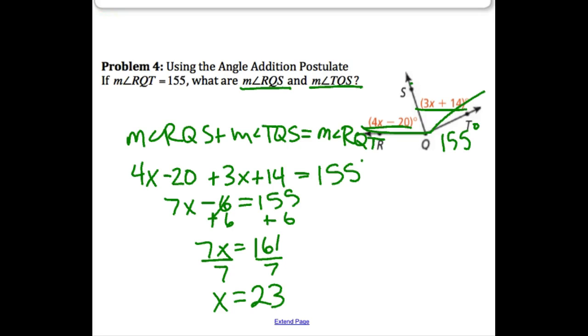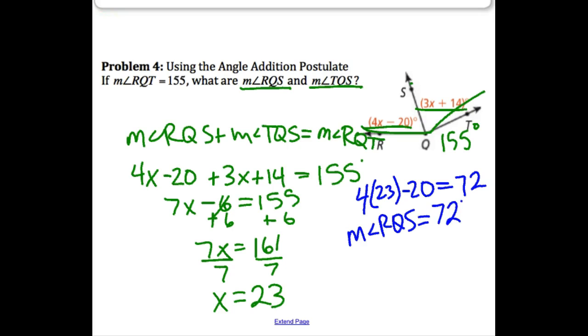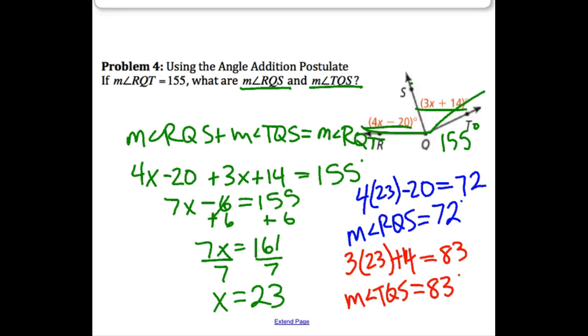Go take that 23 and plug it in. RQS is 4x minus 20, so we go 4 times 23 minus 20. That's going to give us 72. So the measure of angle RQS is 72 degrees. We do the same thing for TQS: 3 times 23 plus 14, we get 83. So the measure of angle TQS is 83 degrees.